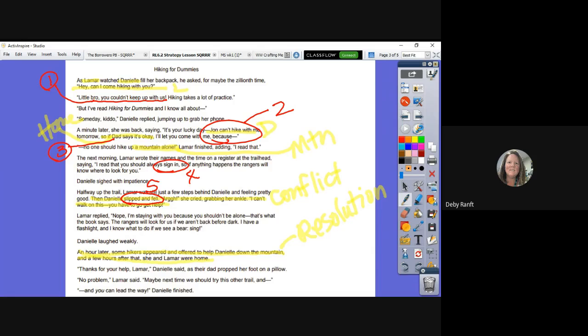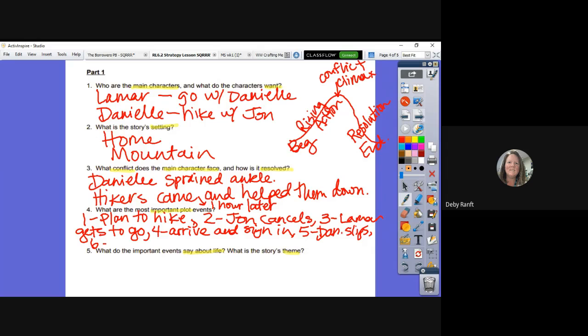Now, I agree that the hikers arriving is the next most important plot event. But I think we need to star this part because this is going to really build on the idea of what the theme of this story teaches us, right? Which we know is coming in our last question, right? So some hikers appeared would be what, number 6? Okay. Hikers arrive. How did our story end? What's our last most important event?